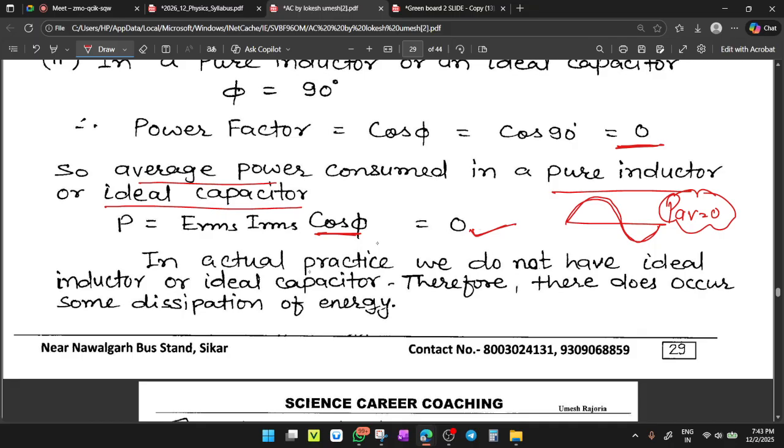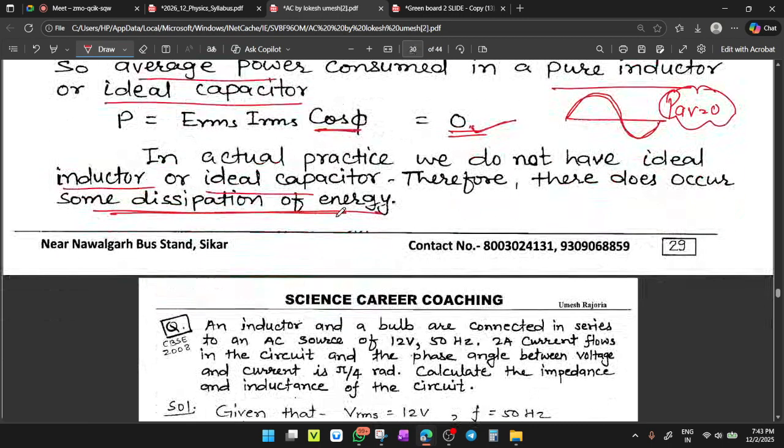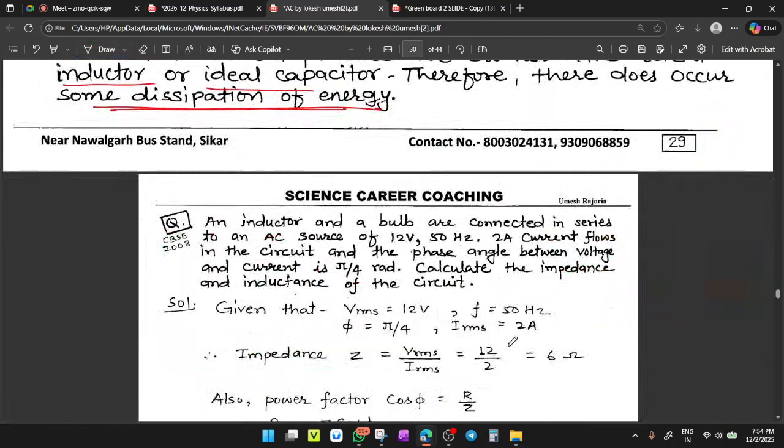Fine. So in actual practice, we do not have an ideal inductor or ideal capacitor. Therefore, there does occur some dissipation of energy. But in an ideal situation, if we consider an ideal capacitor or ideal inductor, then surely the power will be 0. In a complete half cycle, power will be 0. Clear? Okay, students.